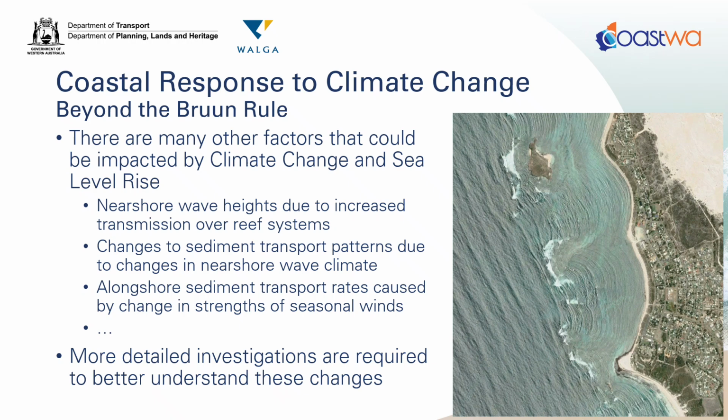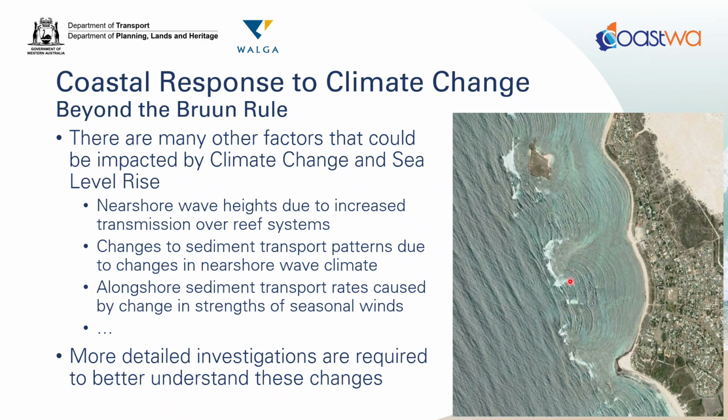So there are factors such as nearshore wave heights changing due to increased transmission over reef systems. There are changes to sediment transport patterns that could occur due to changes in nearshore wave climate. There are longshore sediment transport rate changes that could result by changes in strengths of seasonal winds. There's all these different things that are complicating factors, and if you look at this aerial image from Lancelin, it may help you to appreciate how complex this system can be.